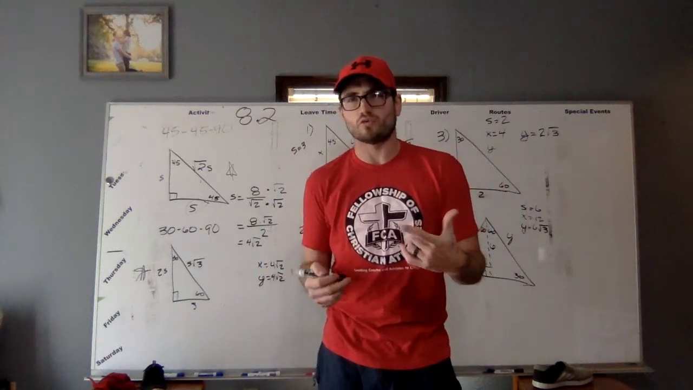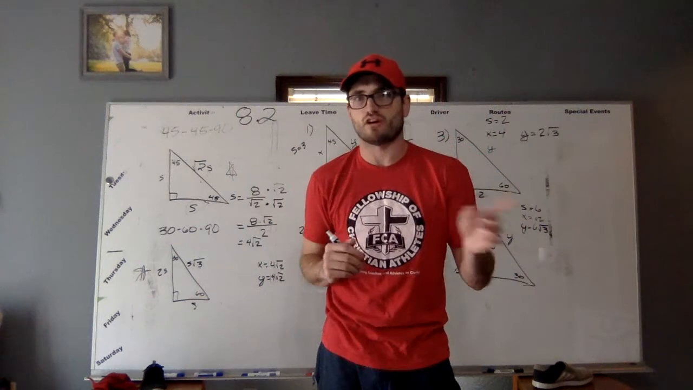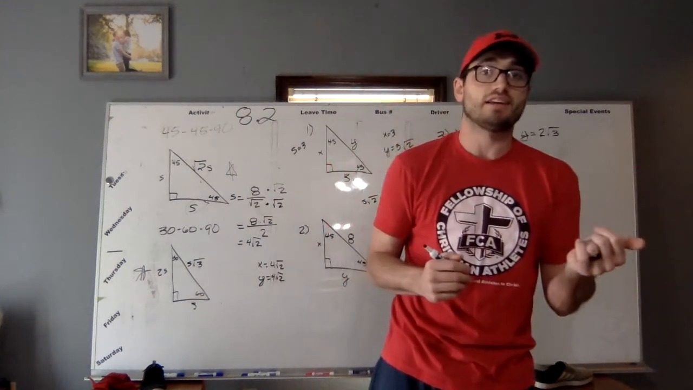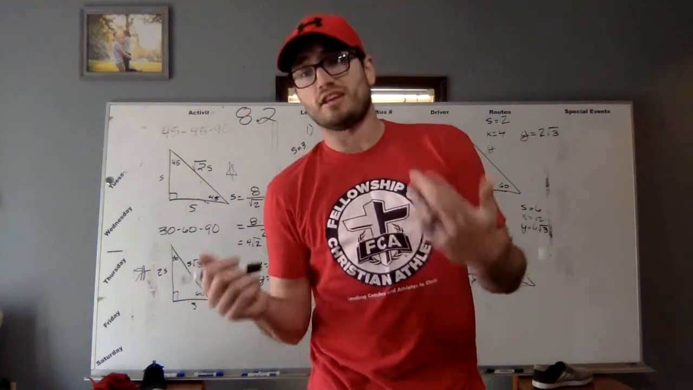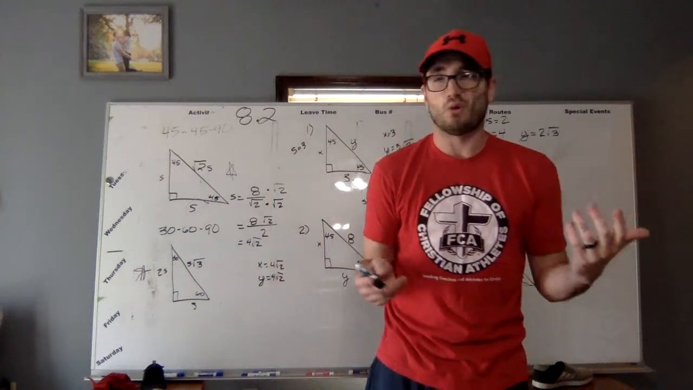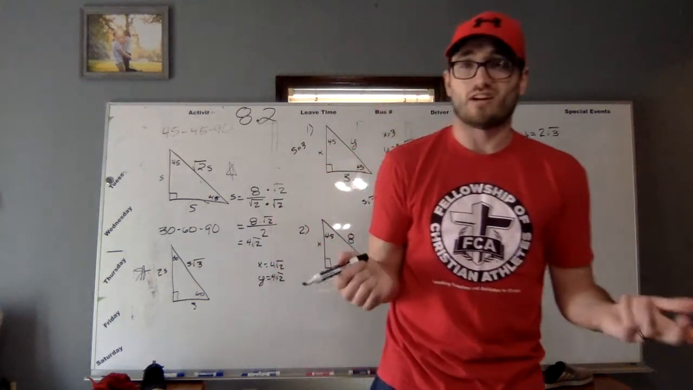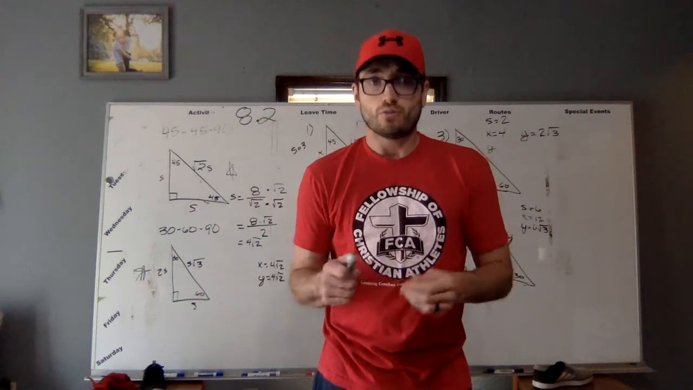You know, use your angle rule. So if it's across from 30, it's the smallest side. If it's across from 60, it's the larger side. If it's across from 90, it's the hypotenuse. It's pretty easy on the 45, 45, 90 because both legs are the same length. It's an isosceles triangle.